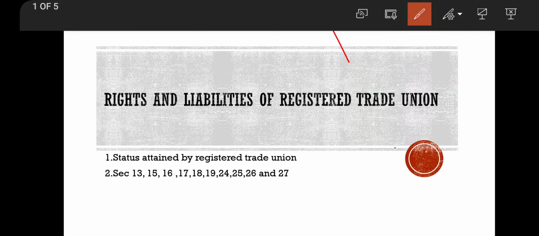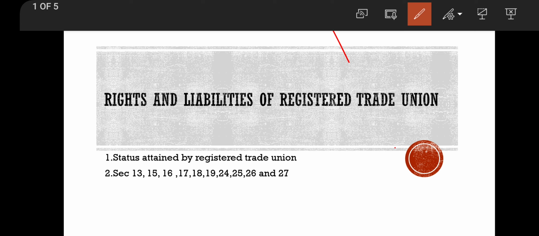So in today's class, we shall discuss the rights and liabilities of registered trade union. In the last class, we have seen what the trade union movement is, the definition under the Trade Unions Act of 1926, the different definitions that are covered, and then we have seen the registration of trade union. And in this class, we shall discuss the rights and liabilities of a registered trade union.